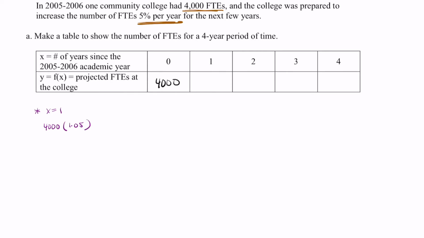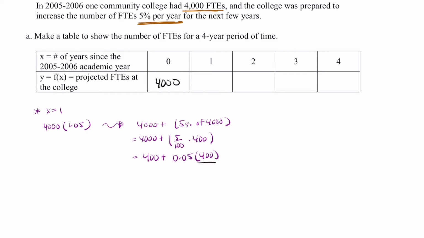And now if you're having trouble seeing that, let me take it back a step. We're doing 4,000 plus 5% of 4,000, which is 4,000 plus 5 over 100 times 4,000. This is the same thing as 400 plus 0.05 times 400. And if you notice, we have a 400 in common on both of these, so I can factor that out to get 400 times 1 plus 0.05, which is 4 times 1.05.